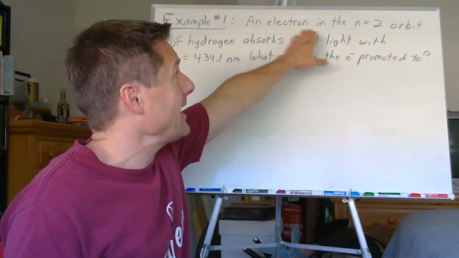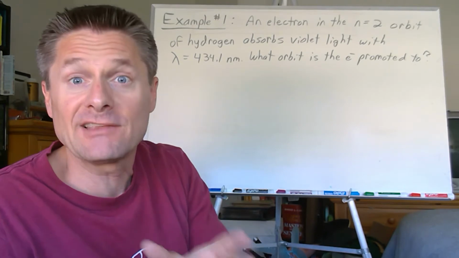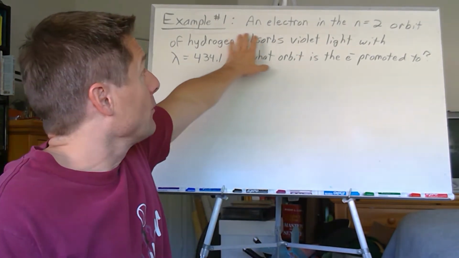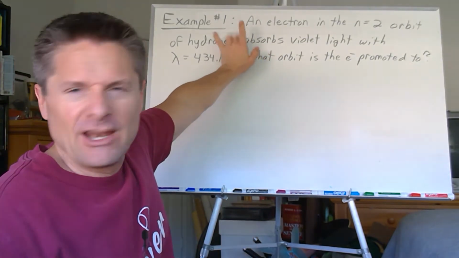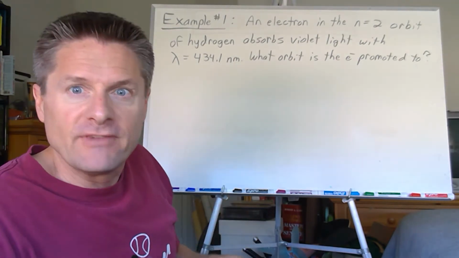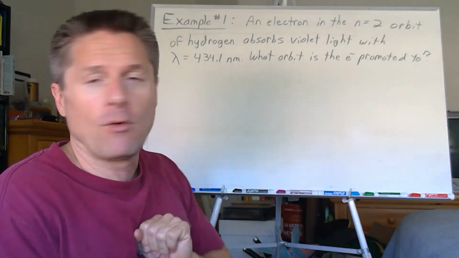All right, so here we've got an electron in the n equals 2 orbit for hydrogen. Always assume it's hydrogen unless otherwise specified, because that's pretty much all it really works for a while. So we've got an electron in the n equals 2 orbit of hydrogen, I don't necessarily need to state that, absorbs violetish, is that a word? It is now, violetish light of 434.1 nanometers.